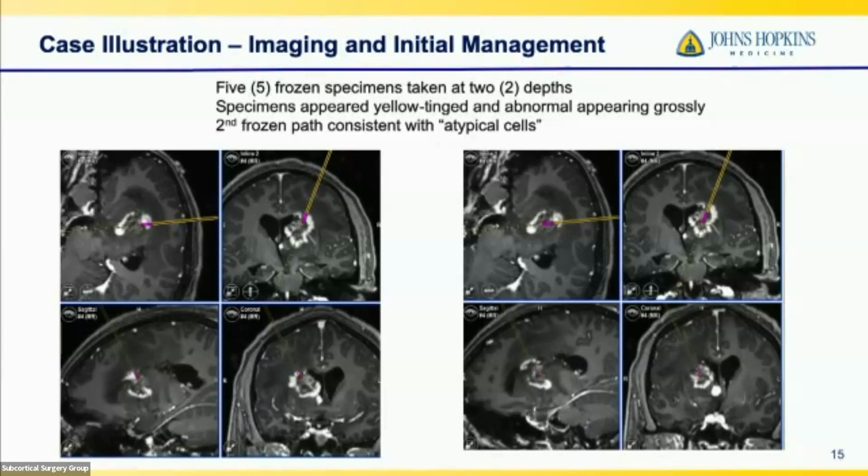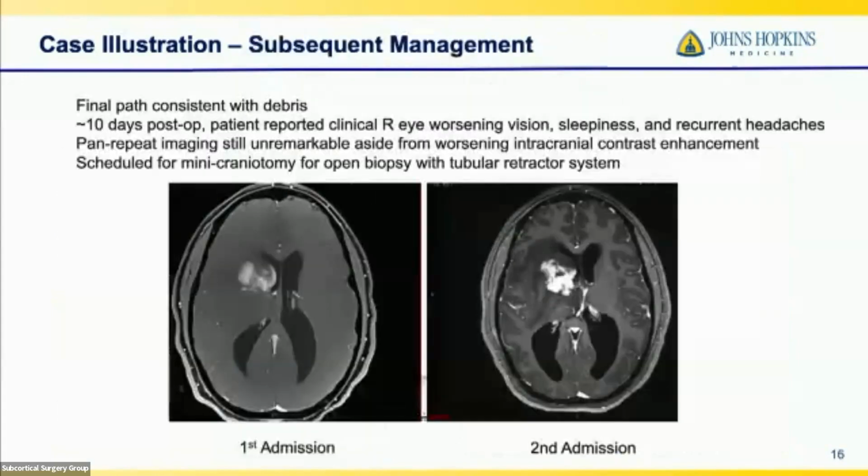The second path was consistent with atypical cells, and given that I didn't think taking a sixth and seventh specimen were frankly safe, we closed. But with some hope that, given its gross abnormal appearance and atypical cells, we would get an answer. She was discharged, clinically stable until about 10 days post-op, when she had worsening vision, somnolence, and recurrent headaches.